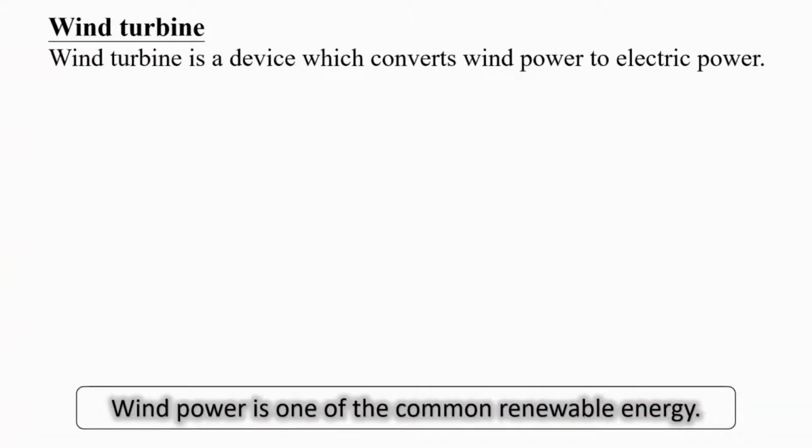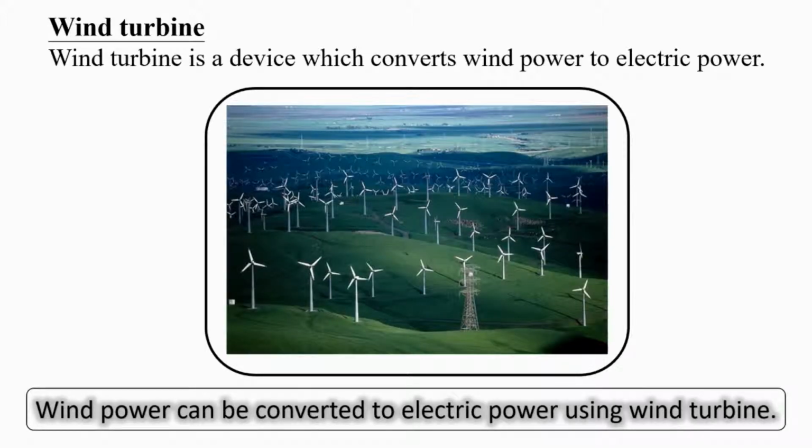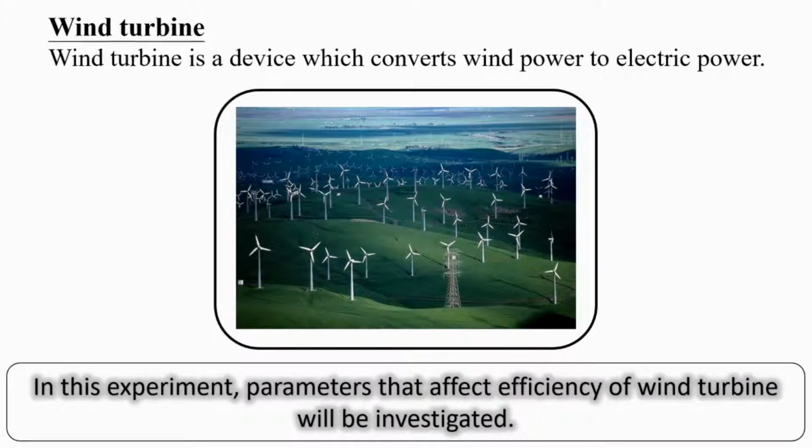Wind power is one of the common renewable energy. Wind power can be converted to electric power using wind turbine. In this experiment, parameters that affect efficiency of wind turbine will be investigated.